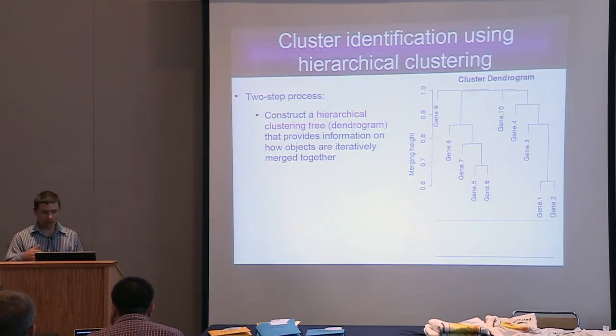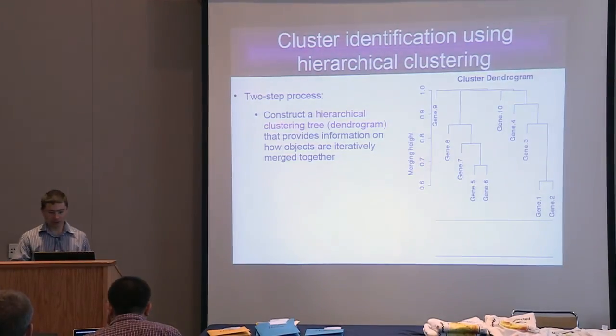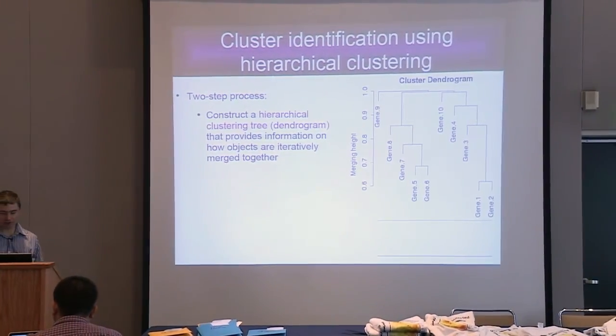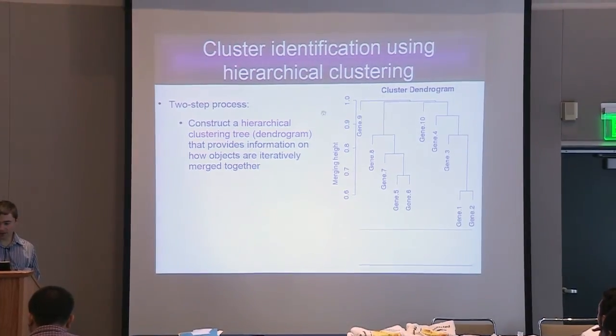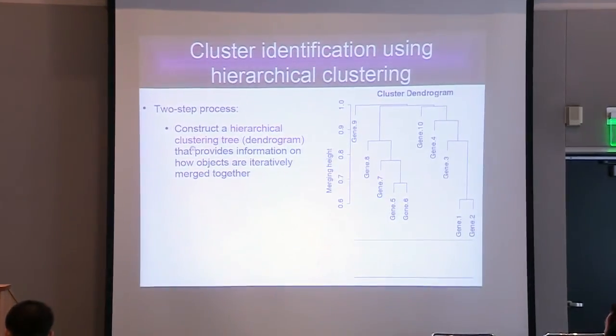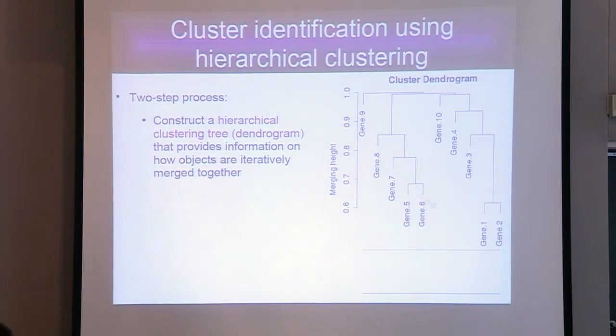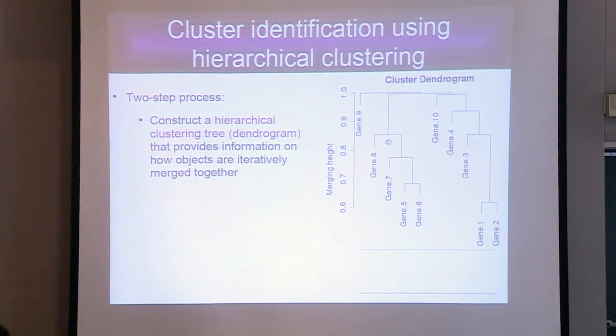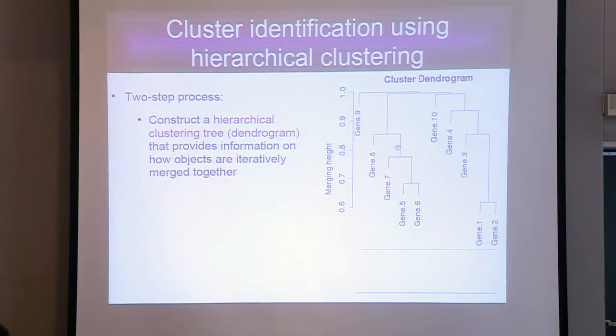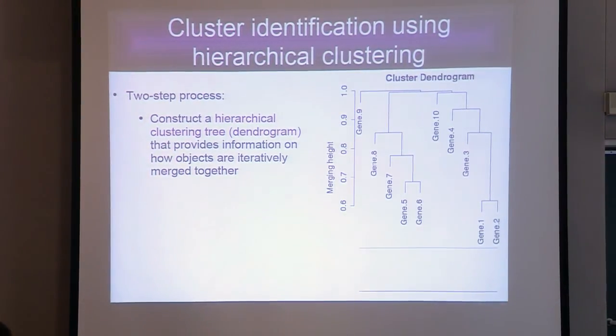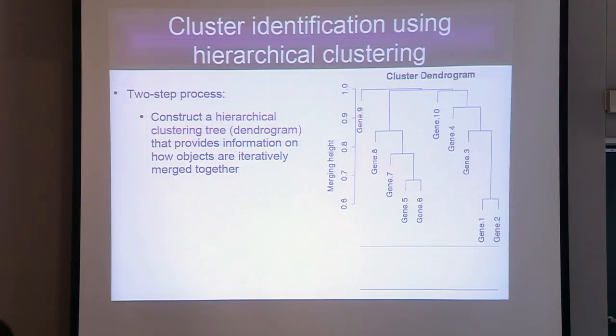Okay? So if you want to identify clusters or modules using hierarchical clustering, it's really a two-step process. In the first step, you construct what is known as the hierarchical clustering tree or dendrogram. On the right here is an example of a hierarchical clustering tree, derived from the dissimilarity matrix that I showed you before. This tree provides information on how objects are merged, and I'm going to go through that in more detail in just a little bit.